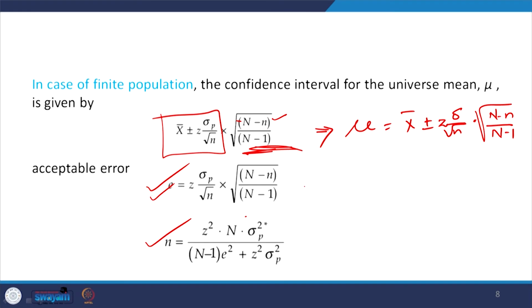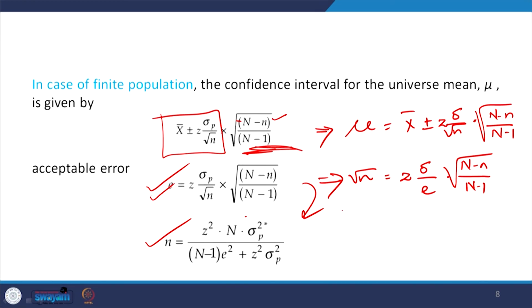Now I am interested in calculating small n. So small n can be taken to this side. So the first step is you simply take the square root of n here, and your z is here. It is sigma divided by, now E is defined here. This is the same as the square root of capital N minus small n over capital N minus 1, the square root is given here. Now n is defined as z square sigma square divided by E square. So now all the terms are actually free of square roots. This will be capital N minus 1. Now still there is small n on the right hand side.